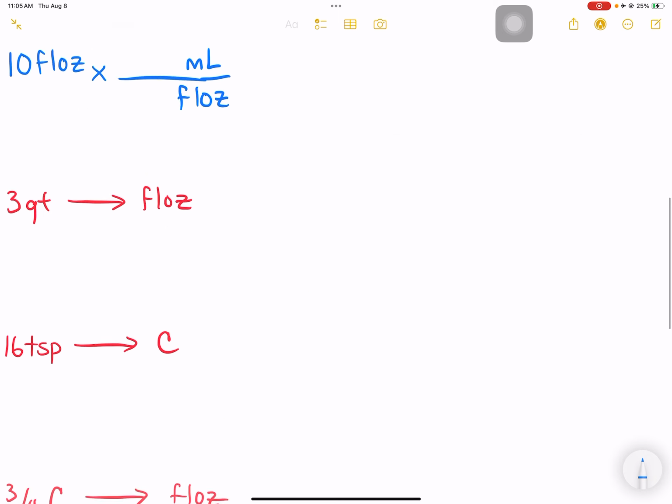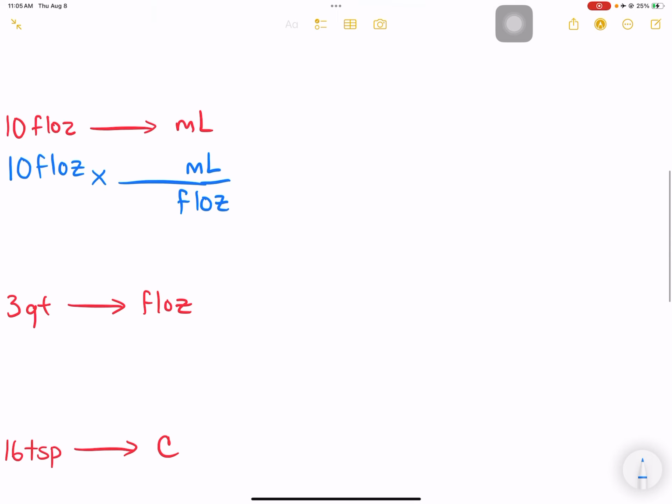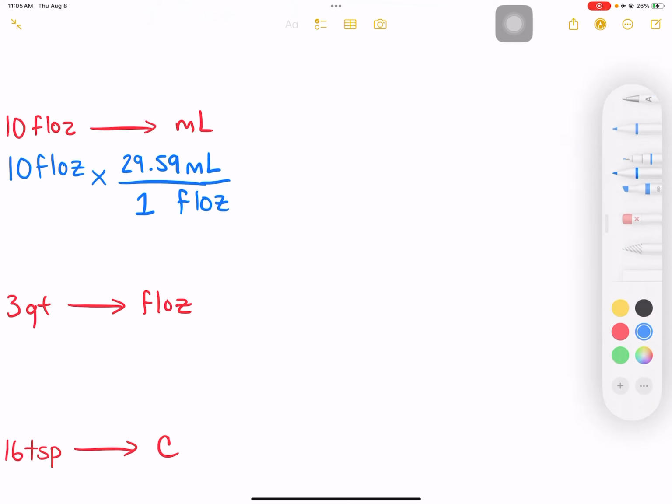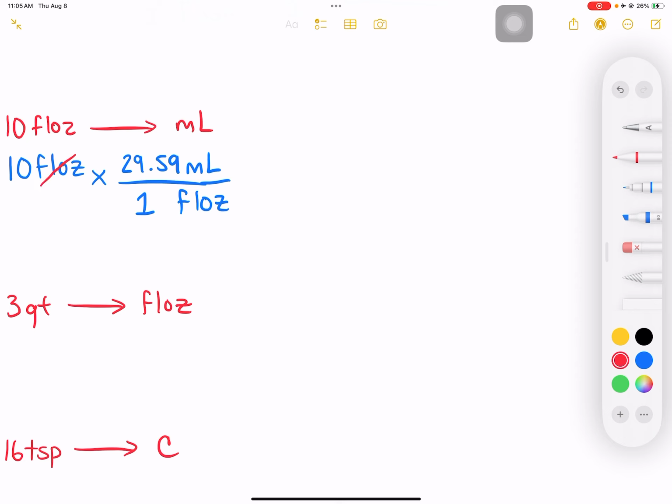Okay, so 1 in the fluid ounces, 29.59 goes in the milliliters. Now at this point, the units are going to cancel out. A fluid ounce in the top cancels out with a fluid ounce in the bottom. Use the units, not the numbers. And the remaining unit is milliliters, which is my desired unit. Okay, let's go ahead and do the math.